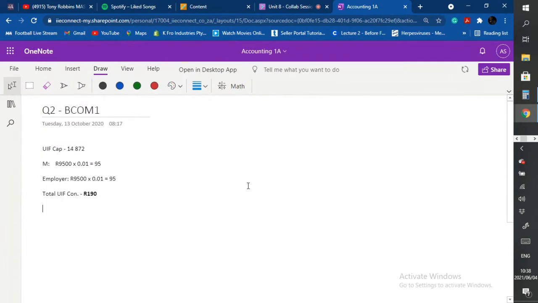Then we go on to Dietrich, and let's just call her Di. We know that she has a salary of 22,000, but we know that UIF is capped at 14,872. So we use 14,872 times 1%. And we know that the employer is going to be contributing the exact same thing.